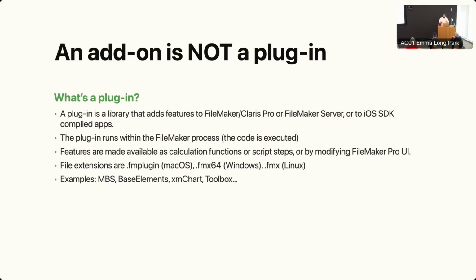And of course, it needs to be there when you run it. You need to have the plugin installed on each client that is going to execute the plugin function. The file extensions of those plugins are .fmplugin on a Mac, .fmx64 on Windows, and .fmx on Linux. Some of the most popular examples: MBS, BaseElements, XMChart, BootBox, ScriptMaster. I'm sure you know at least some of them.